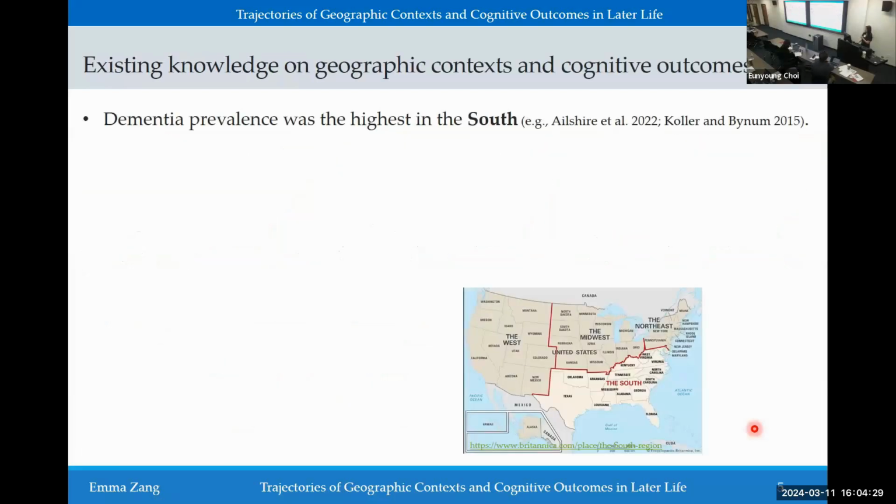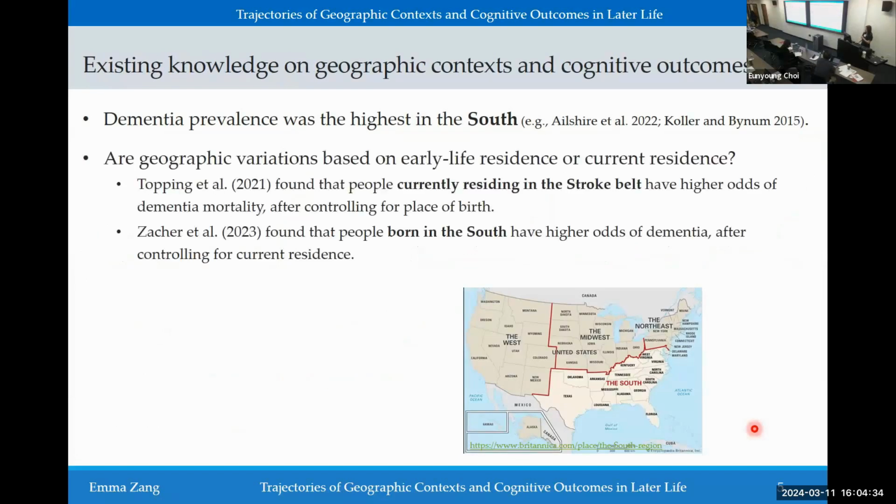So what do we know? From the literature, we know dementia prevalence was the highest in the South. And for geographic variations based on early life residence or current residence, we have evidence that both may matter. For example, Topping et al. 2021 found that people currently residing in the stroke belt have higher odds of dementia mortality after controlling for place of birth. On the other hand, Zachary et al. in 2023 found that people born in the South have higher odds of dementia after controlling for current residence. So there's some suggestive evidence that both may matter.